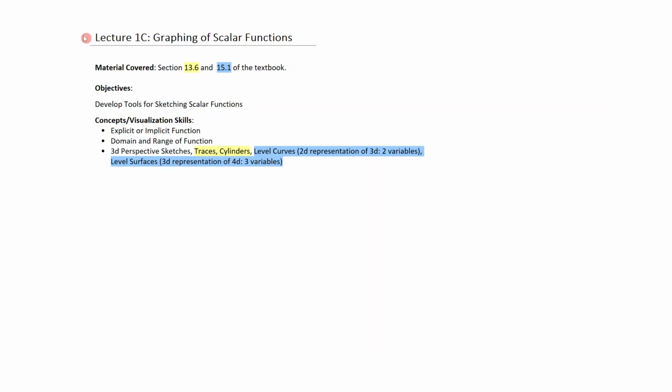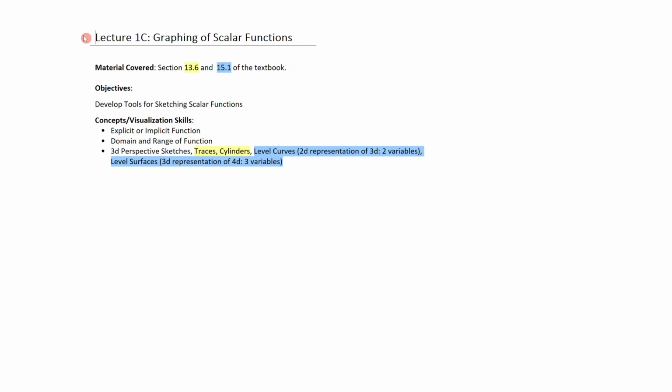Welcome to Lecture 1C entitled Graphing of Scalar Functions. This is the introductory lecture and comes from sections 3.6 and 15.1 of the textbooks. The objectives of this teaching module are to essentially develop the tools for sketching scalar functions, which will be required throughout the course. And the main concepts of visualization skills are basically explicit or implicit representation of functions.